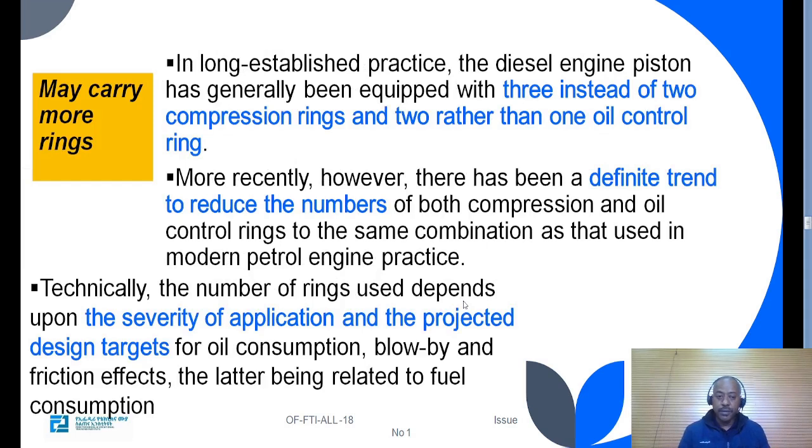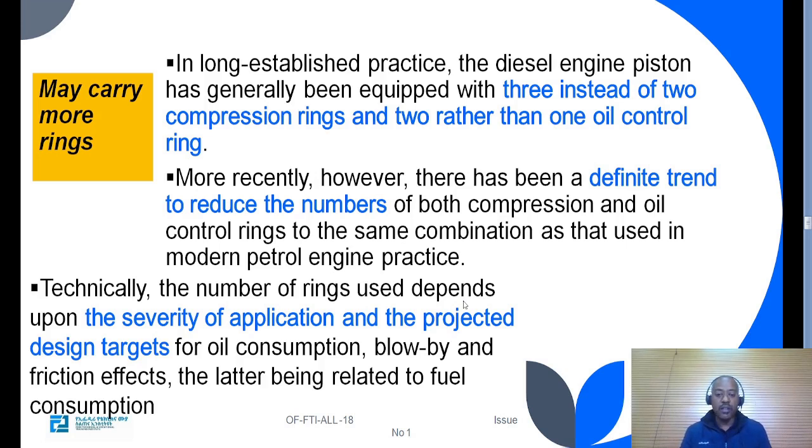The other comparison parameter and unique feature of the diesel engine piston is that it may carry more rings compared with the petrol engine. In long established practice, the diesel engine piston has generally been equipped with 3 instead of 2 compression rings and 2 rather than 1 oil control ring.